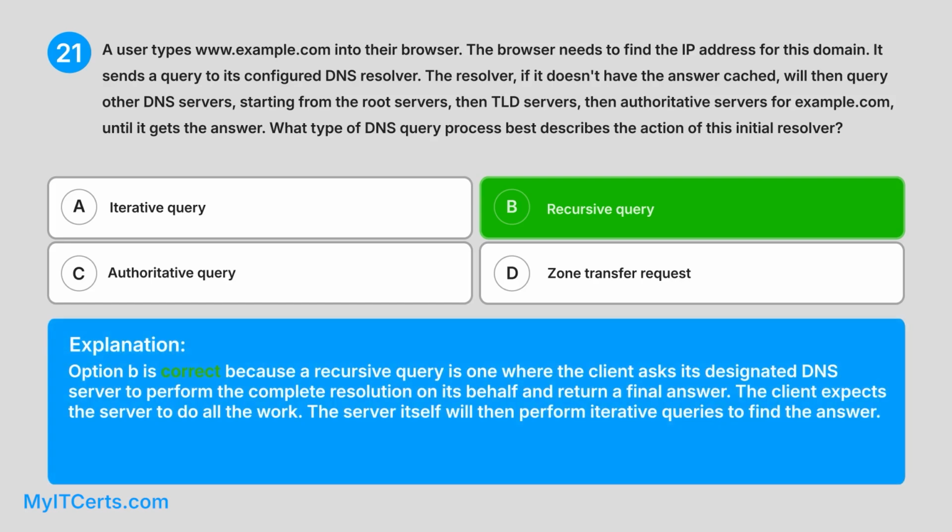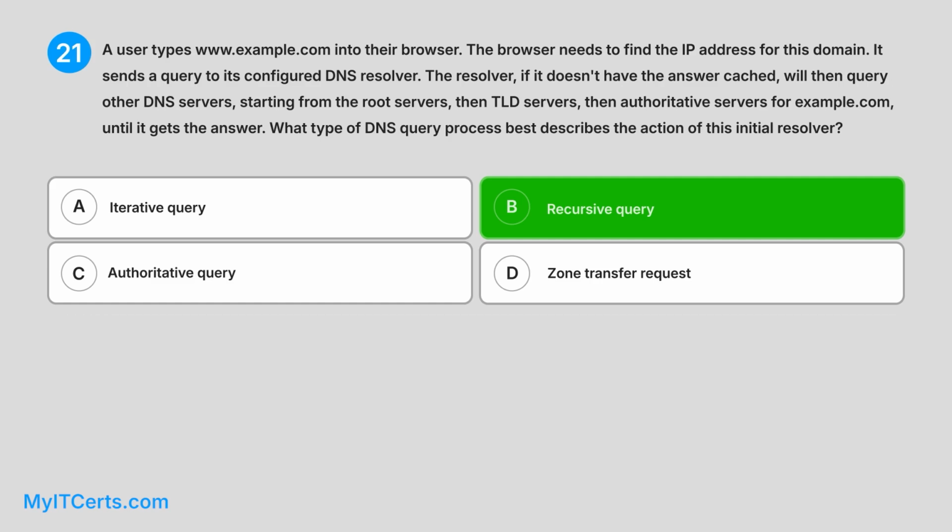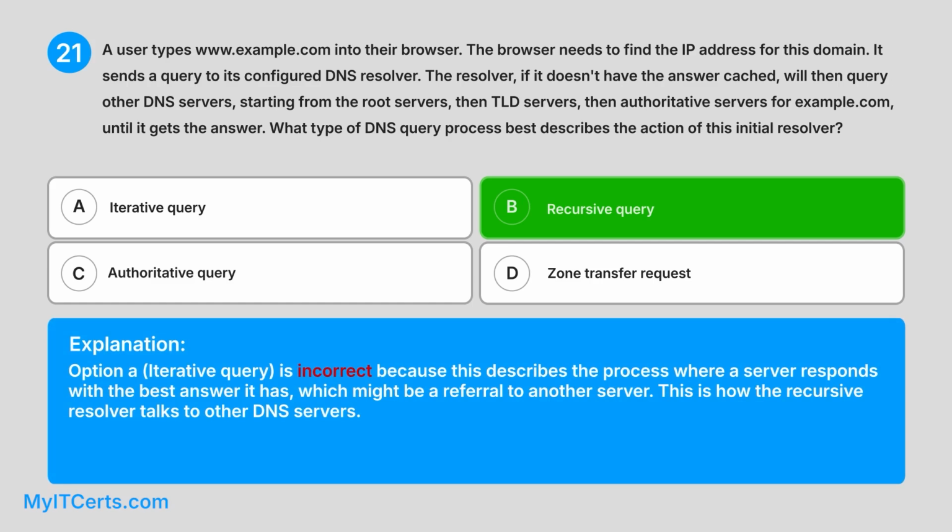Explanation. Option B is correct because a recursive query is one where the client asks its designated DNS server to perform the complete resolution on its behalf and return a final answer. The client expects the server to do all the work. The server itself will then perform iterative queries to find the answer. Option A, iterative query, is incorrect because this describes the process where a server responds with the best answer it has, which might be a referral to another server. This is how the recursive resolver talks to other DNS servers.